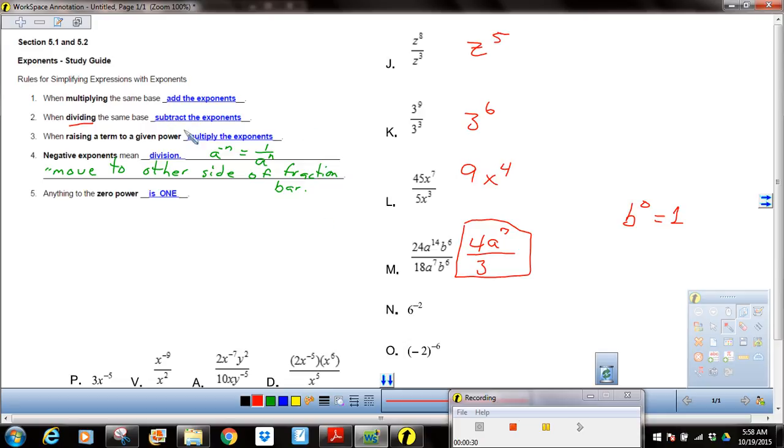Negative exponent. Negative exponent means division. It means you can write it as the reciprocal. So this is going to equal 1 over 6 to the second power. And if you know what the number is, you can go ahead and evaluate it. 6 to the second power is 36.